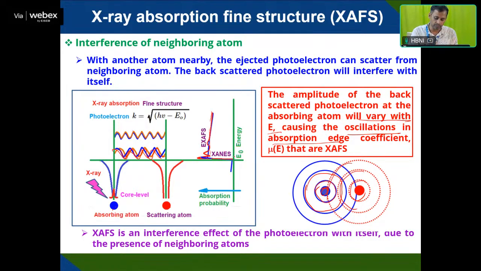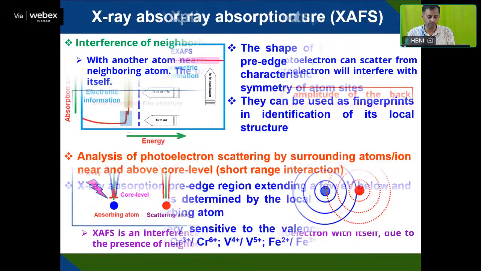But in case a red atom is there, you can see that red line here. That is because of the interference of these two. So EXAFS is an interference effect of photoelectrons with itself due to the presence of a neighboring atom. Because of that neighboring atom, the electron wave going out from the observer will be scattered back from the scattering atom and interfere with itself. You'll be able to see a wave pattern in that.